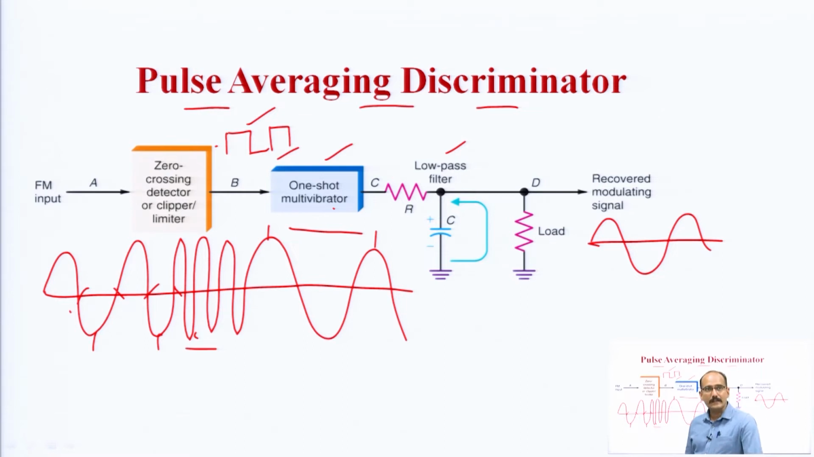Because of that, the one shot multivibrator generation of pulses is also varying, and that varying timing is going to result in the varying voltage through this low pass filter. So, this is the pulse averaging discriminator, which means both these techniques are direct methods of frequency demodulation.